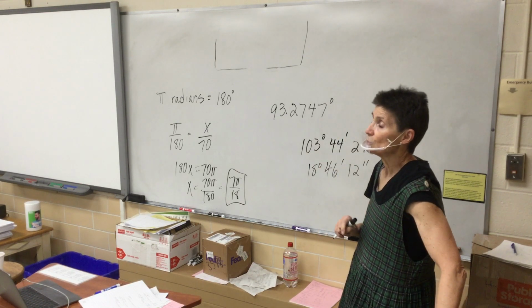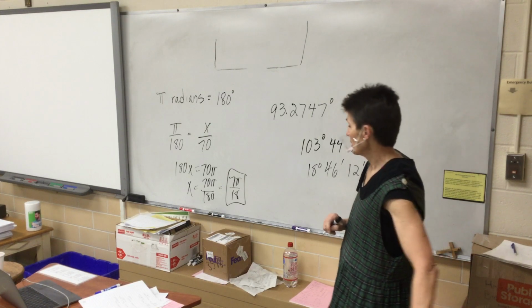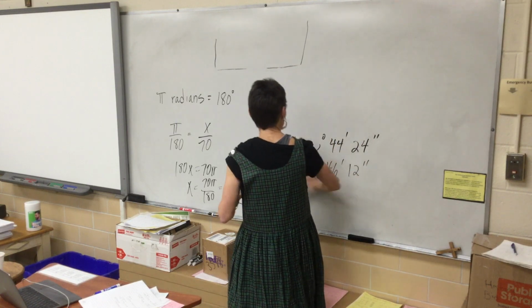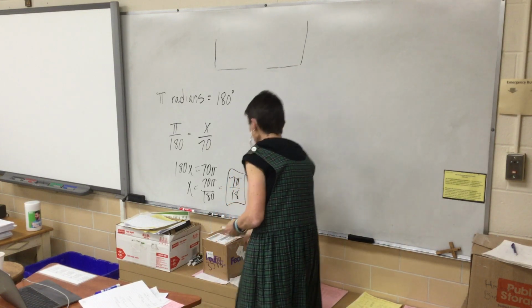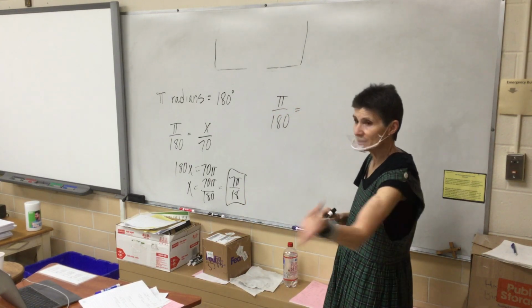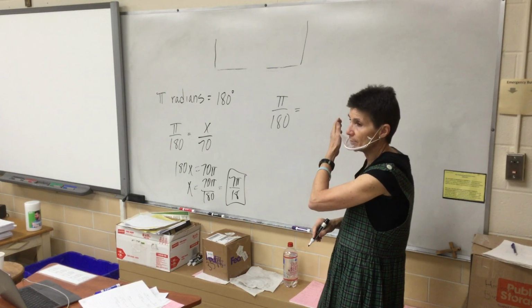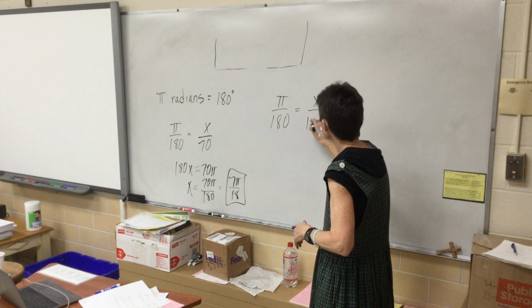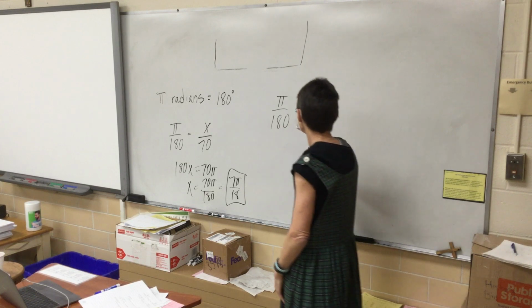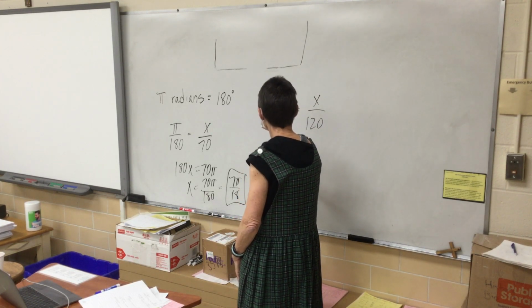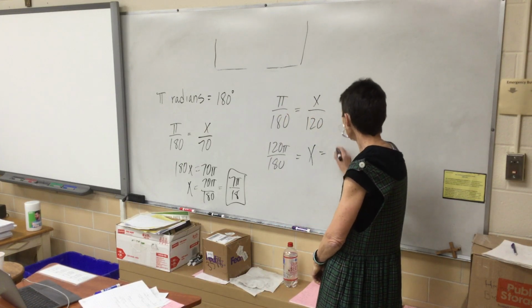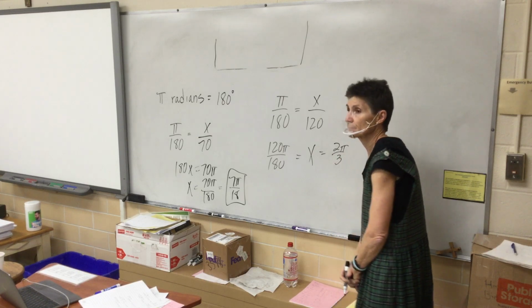Try 120. Do exactly the same thing. You want to know how many degrees, or excuse me, how many radians is 120 degrees. So we know pi is 180, always. That will never change. Pi radians is 180 degrees. How many radians is 120 degrees? Did you get 2 pi over 3 when you reduced it?